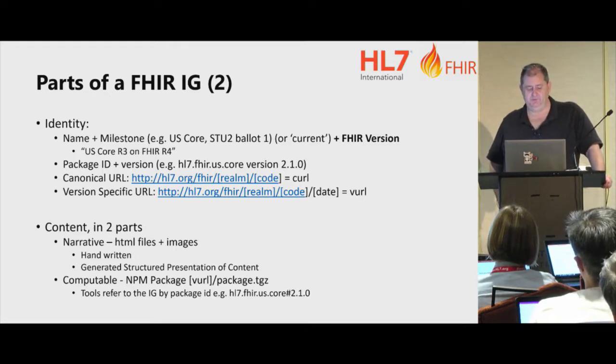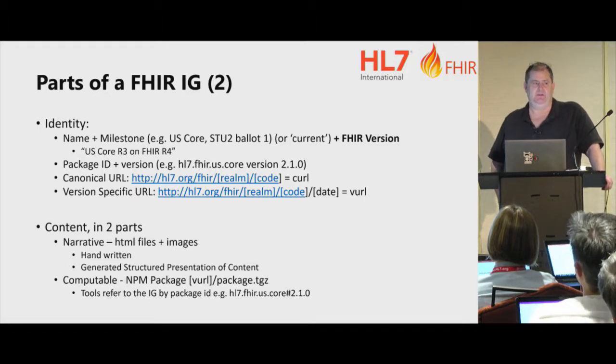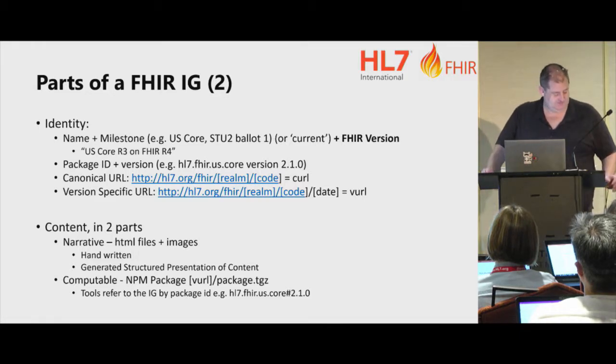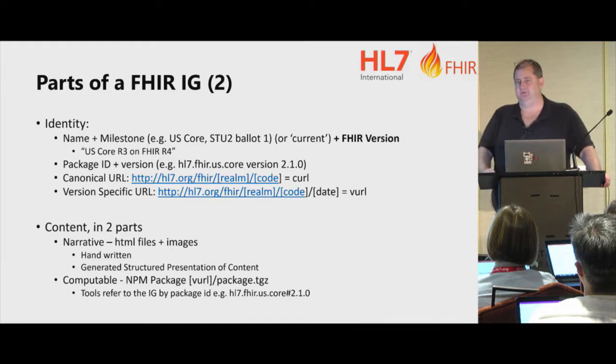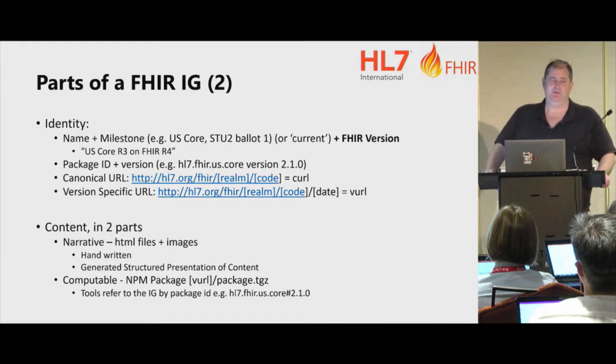And so all the tools that we have are migrating to use the package ID and to use a package distribution mechanism when they want access to the content of the implementation guide and the validator. That's how the validator works. So that's what I want you to remember, is that an implementation guide has 2 parts. There's the narrative and then there's the package as well. Any questions or comments about that?